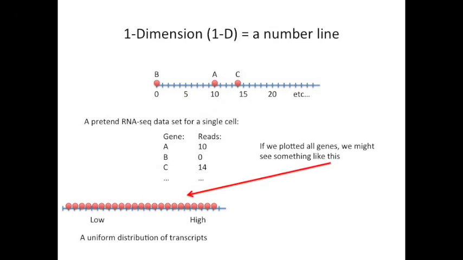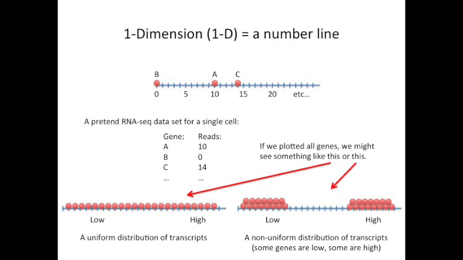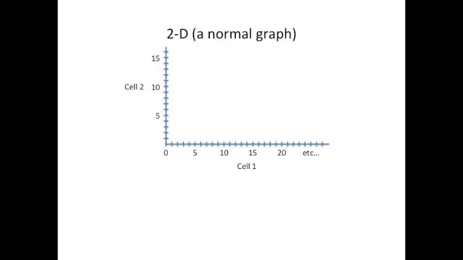If we plotted all genes, we might see something like this, a uniform distribution of transcript counts. Or we might get a non-uniform distribution of transcript counts. Some genes might not be transcribed very much, and they'd be on the left side of our number line, and some genes might get transcribed a lot, and they'd be on the right side of our number line. Even though our number line is a very simple graph, we can get some useful information out of it.